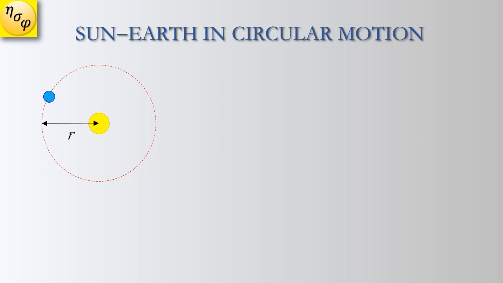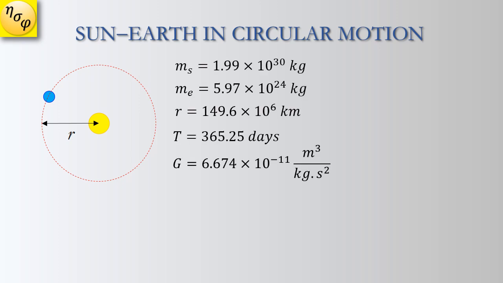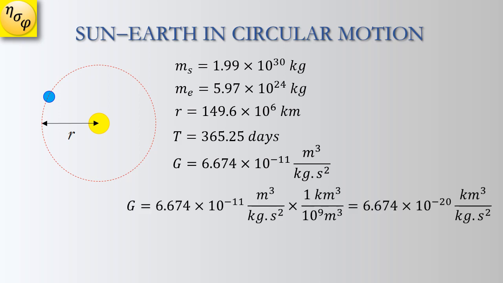The simplest model to describe Sun-Earth system is circular motion model. In this model, Earth orbits the Sun in a perfect circular orbit. Here I present 5 parameters, which are ms, or the mass of the Sun, me, or the mass of the Earth, r is the distance between Earth and Sun, t is 1 year, and G is gravitational constant. Here I work gravitational constant with the unit of cubic kilometer instead of cubic meter.